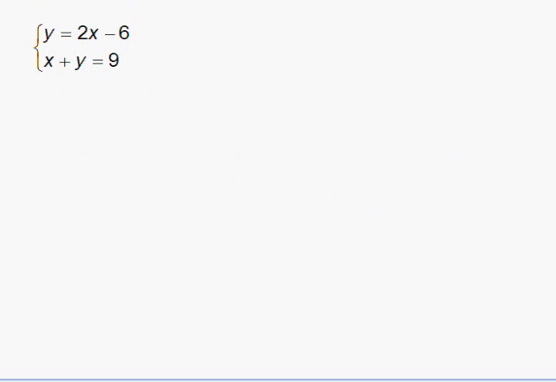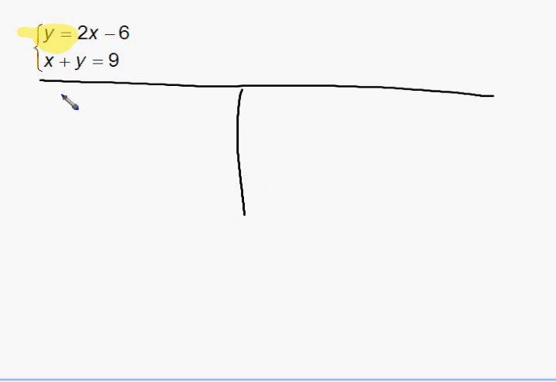Let's try another example. Suppose you had to solve y equals 2x minus 6 and x plus y equals 9. I hope you notice that our first equation reads y equals. That suggests that we should probably solve this by substitution. So we'll begin by separating our two equations in a T-chart.